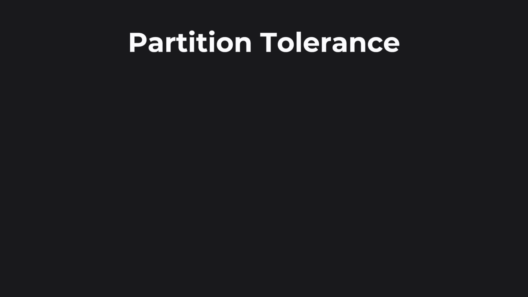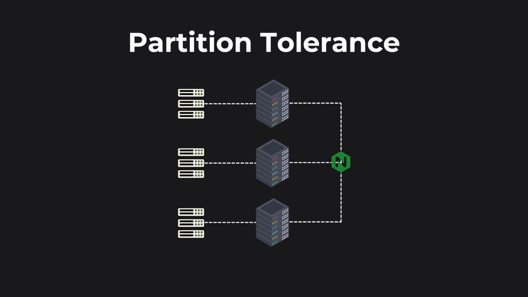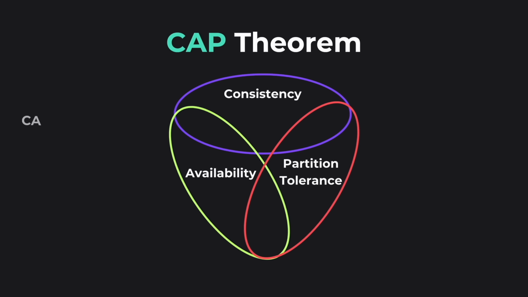And partition tolerance refers to the system's ability to continue functioning even when a network partition occurs, meaning if there is a disruption in communication between nodes, the system still works. It's like having a group chat where even if one person loses connection, the rest of the group can continue chatting. And according to CAP theorem, a distributed system can only achieve 2 out of these 3 properties at the same time. If you prioritize consistency and partition tolerance, you might have to compromise on availability and vice versa.